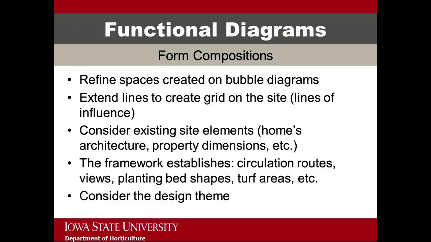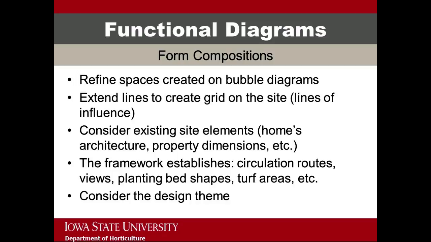Form compositions are the second step in creating functional diagrams. This diagram is a little more detailed and shows not only how the space is organized, but how it will be carried out. Again, this drawing is done on tracing paper over the base map.